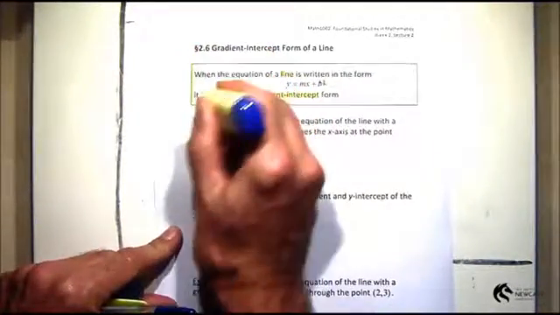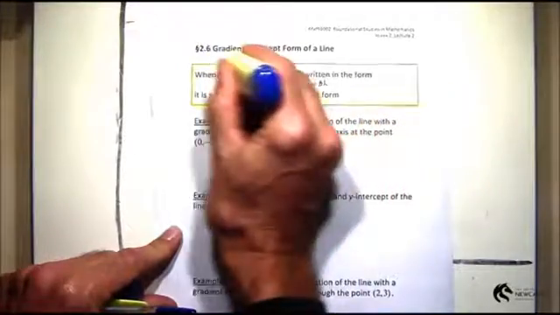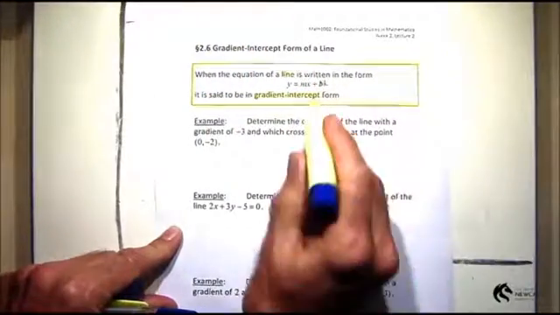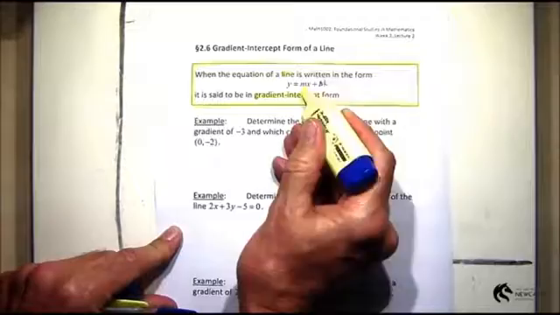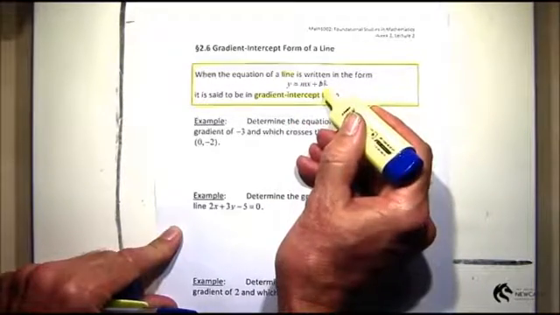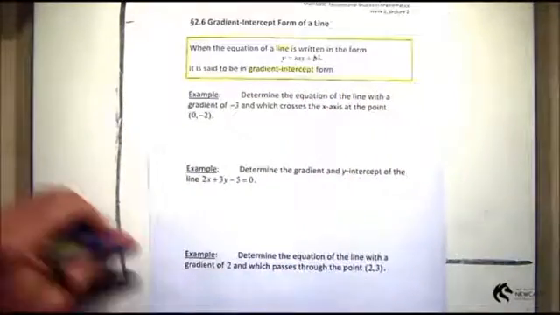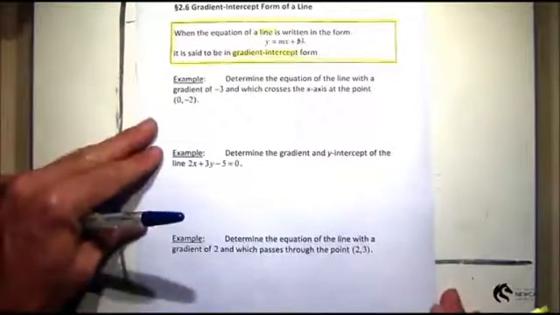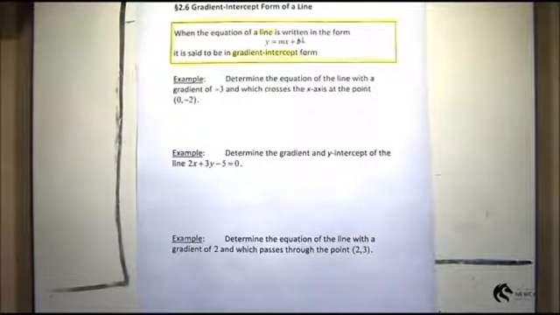And the reason is obvious, given what we just said, because we know that the m is the slope and the k is the intercept. As I say, sometimes you'll see b there, but whatever it is, the constant term is the intercept. So that's called the gradient intercept form of the line.